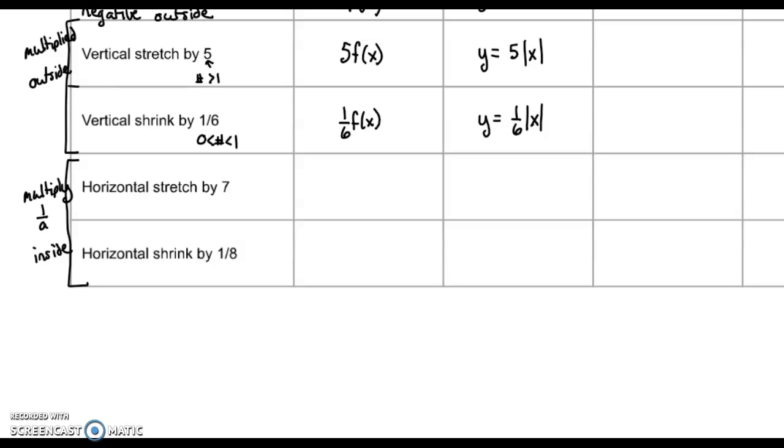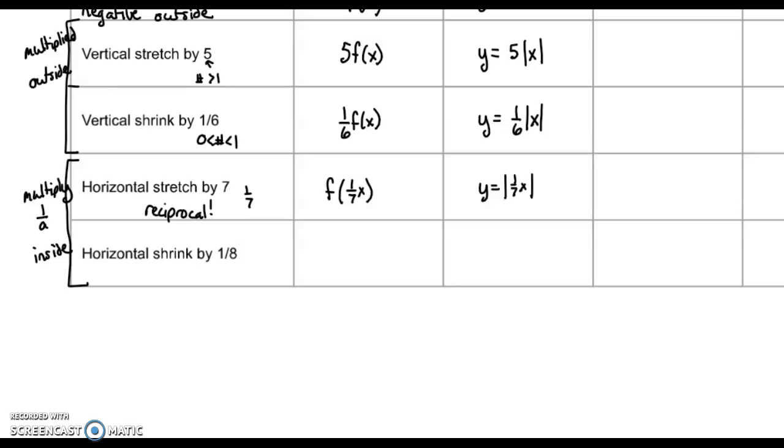So instead of using 7, you have to use the reciprocal, okay? I'm just going to write reciprocal. So you're going to use 1 over 7. So a horizontal stretch is going to be 1 over 7, and it occurs inside the parentheses, so like this, or inside the absolute value bars, like this.